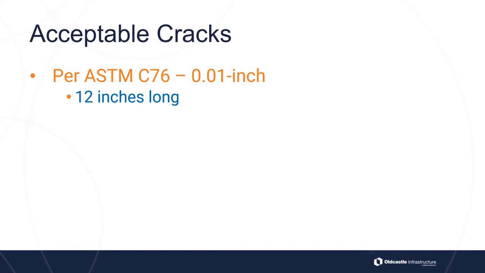So it has to be at least 12 inches long, and it has to be a 1/4 of an inch deep. You've got to be able to stick a 100th of an inch feeler gauge into that crack 1/4 of an inch. So if you can't get it in at all, then we know it's less than 100th of an inch, and that is an acceptable crack.